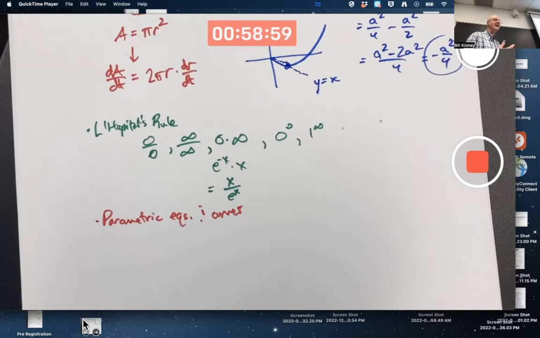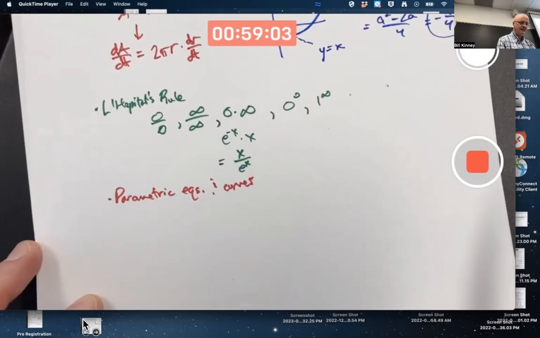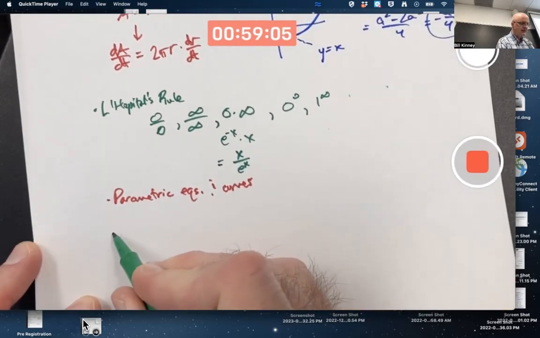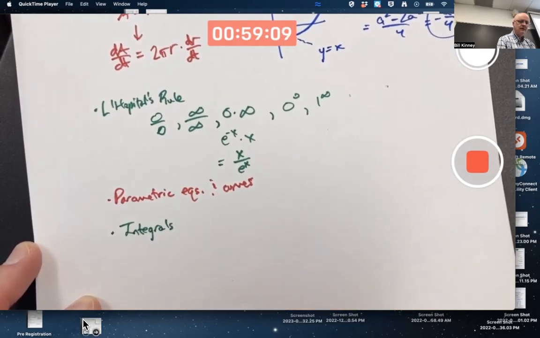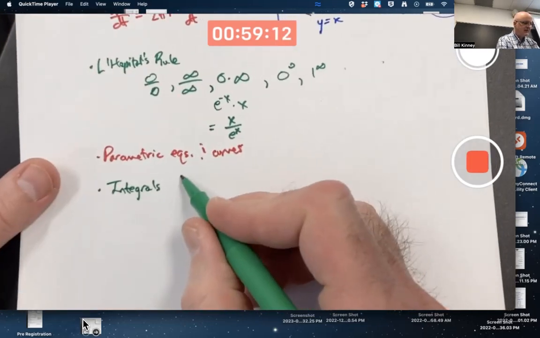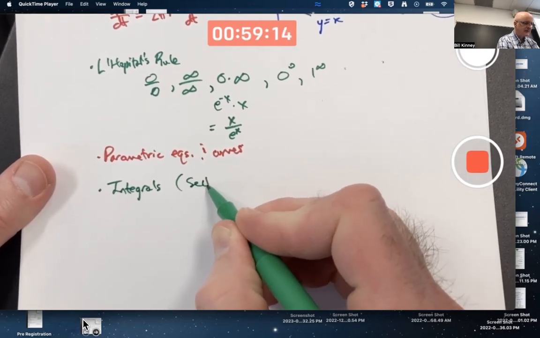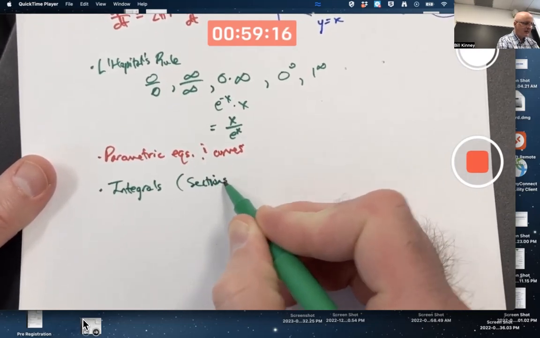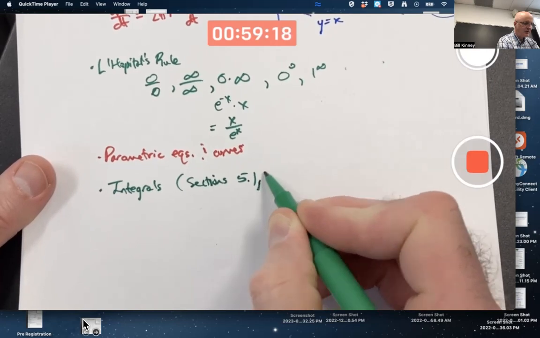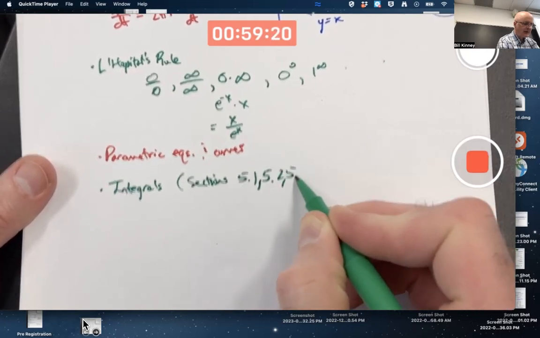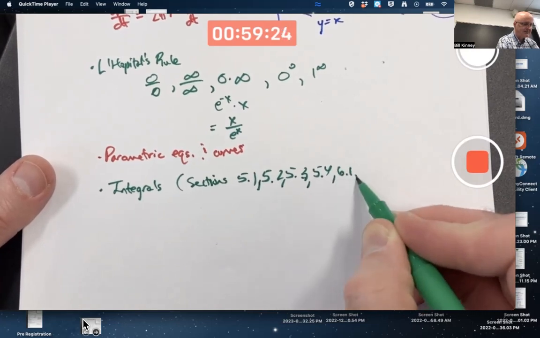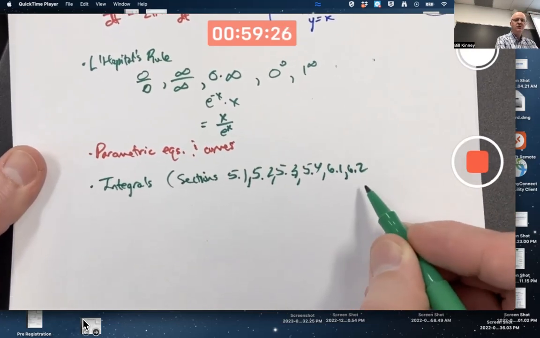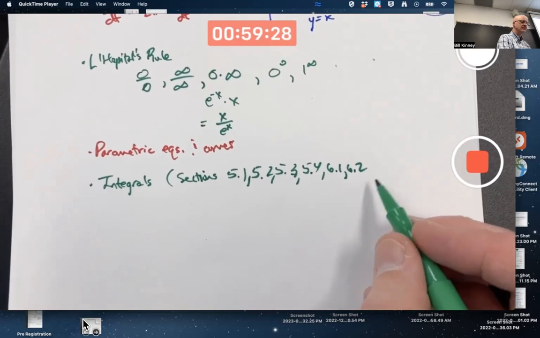Okay, trying to apply the physics and motivate integration. Integrals. Essentially, we've done sections 5.1, 5.2, 5.3, 5.4. We also did a little bit of 6.1 and 6.2. We actually did 6.2 earlier in the semester.